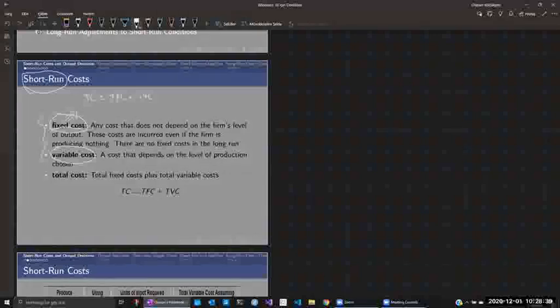Okay, and the opposite is the variable cost. These are the costs that directly depend on your level of production. So what would be an example of variable cost when we speak about hamburger production once again? Do you have any guess?